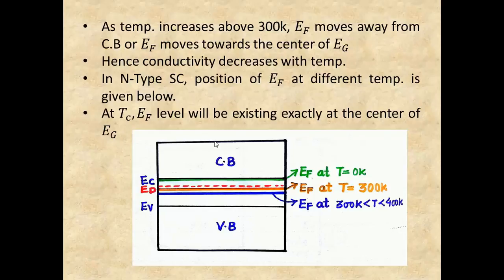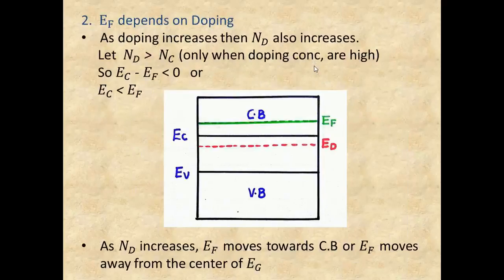Okay, at Curie temperature, T_C indicates Curie temperature, the Fermi energy level will be existing exactly at the center. I told you that at some intermediate temperature it will be coinciding with your Fermi energy, so at Curie temperature it happens. So what happens? Fermi energy depends on doping. Okay, Fermi energy also depends on doping.